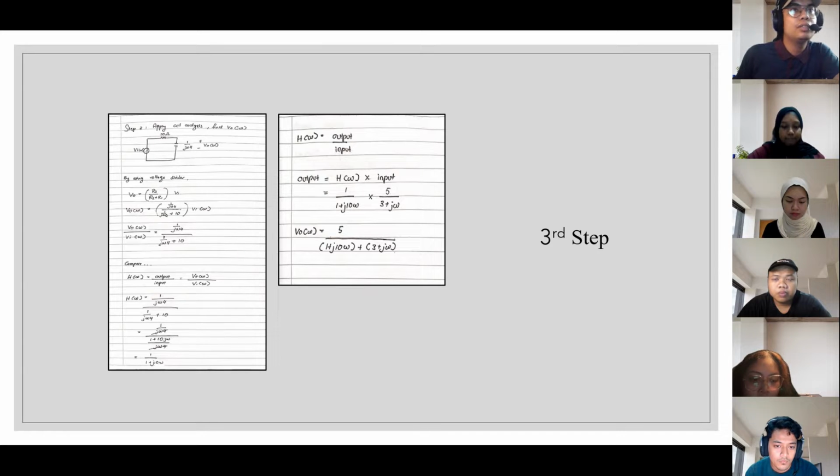And on the second page, H(ω) equals output over input. Output equals H(ω) times input, 1 over 1 plus j10 omega times 5 over 3 plus j omega. And we will get the answer V out(ω) equals 5 over (1 plus j10 omega)(3 plus j omega). And I will pass the next question to Muhammad Aiman.